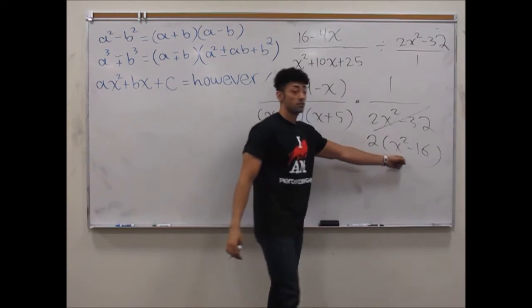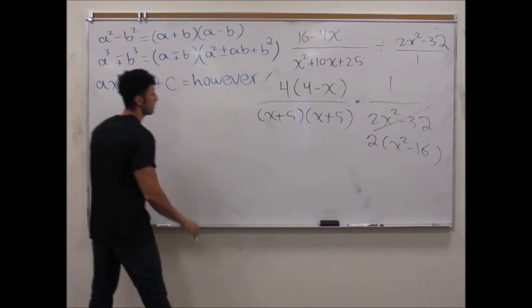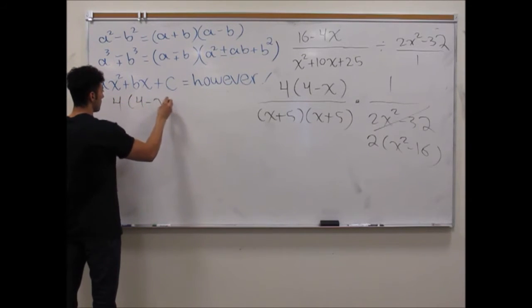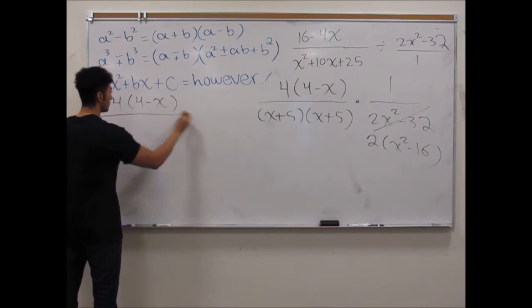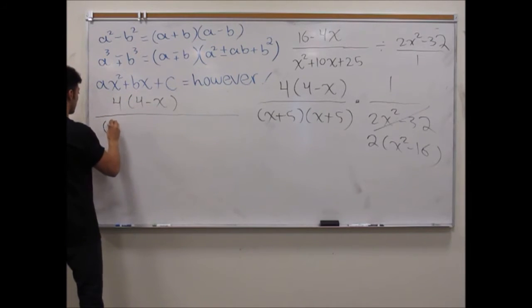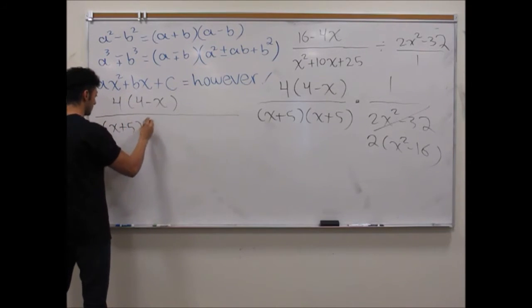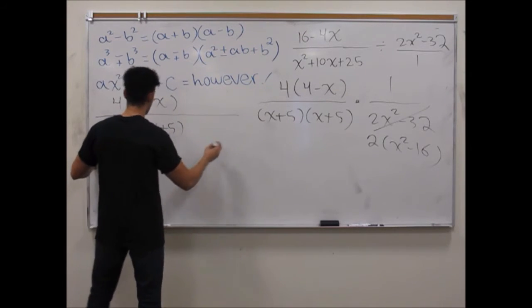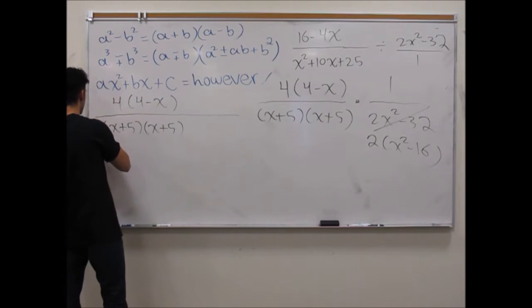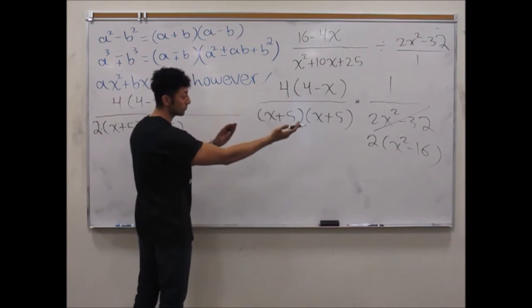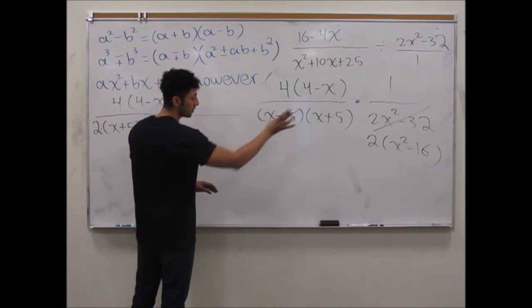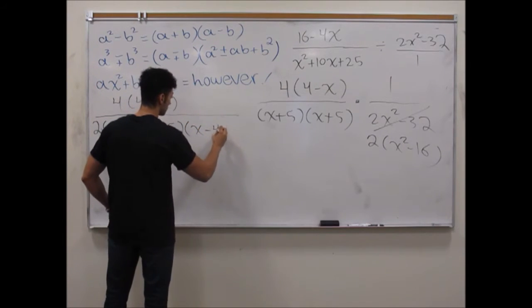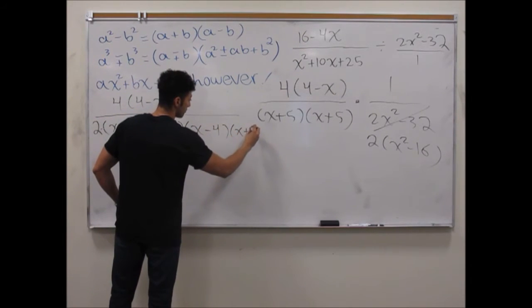And again, that's the difference of squares, so let's analyze that. On top we get 4 minus x. On the bottom we get the x plus 5, x plus 5. That 2, I'm just going to put it out here in the beginning, because it's just a chain of multiplication, and I could put it wherever I want. And that x squared minus 16 is going to become x minus 4, x plus 4.